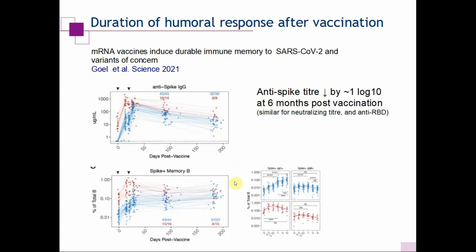So how about the memory B cells? Once again, over time, these memory B cells remain after vaccination. So that's pretty good. Antibody titers are reduced. You lose easily about 20-fold antibody titer in your blood over six months after vaccination. But your memory B cells are still hanging around at a pretty reasonable number in the peripheral blood.